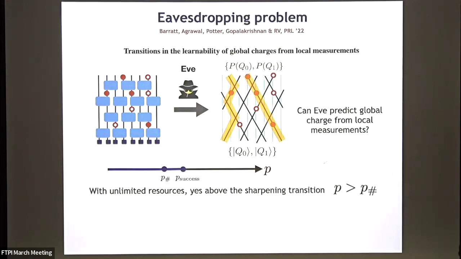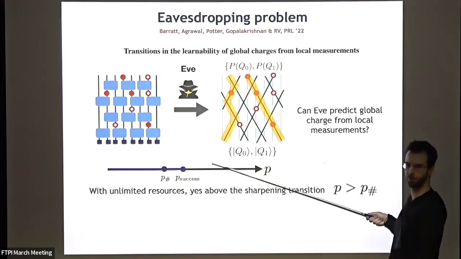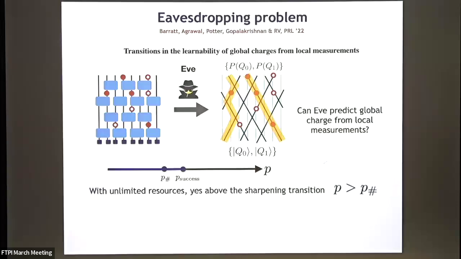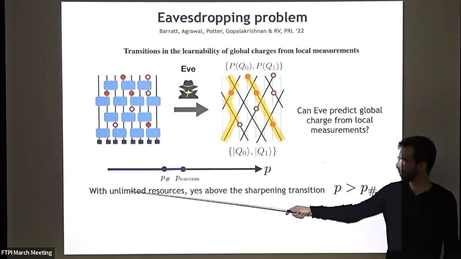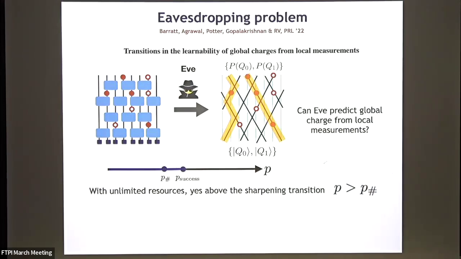What I told you so far is Eve should be able to do this provably above a threshold. The caveat that I omitted is that this is kind of an optimal bound. So it's if with unlimited resources, and if you're curious about what I mean here, you can ask me after, but really I mean you have access to a quantum computer with post-selection on it. So it's pretty bad in terms of resources. There's this threshold. Okay.